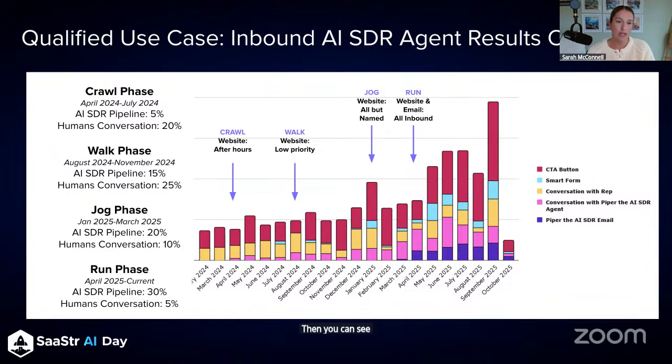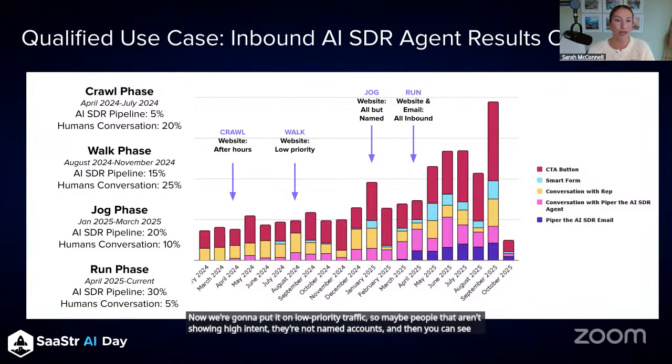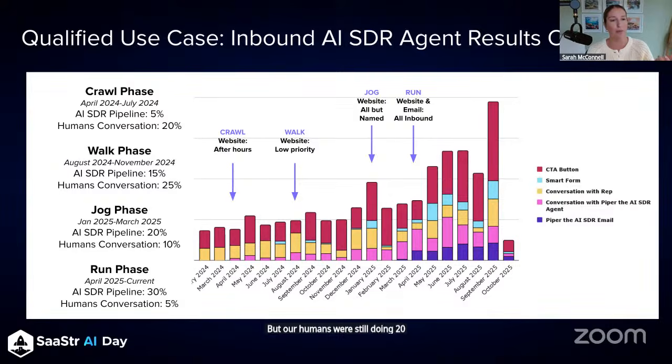Then you can see in August 2024, we were like, okay, this is working. She's saying the right things. Now we're going to put it on low priority traffic. So maybe people that aren't showing high intent, they're not named accounts. And then you can see that pink bar keeps growing a little bit more and a little bit more. We saw it go from 5% of our pipeline contribution to now our AI SDR is doing 15% of our contribution, but our humans were still doing 20 to 25% of our pipeline.